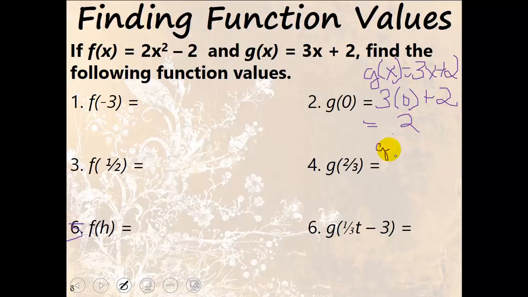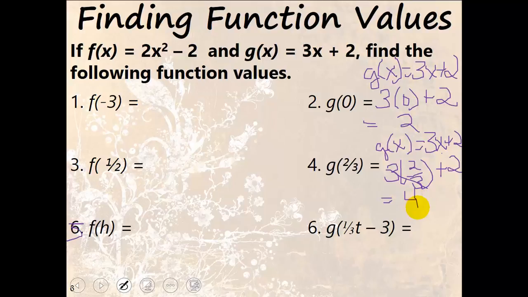G of 2/3. Again, I'm going to plug it into g of x, 3x plus 2. Everywhere there's an x on the right, I'm going to plug in 2/3. So I have 3 times 2/3 plus 2. 3 times 2/3 is 2, and 2 plus 2 is equal to 4.